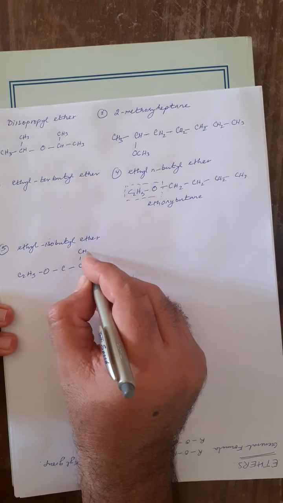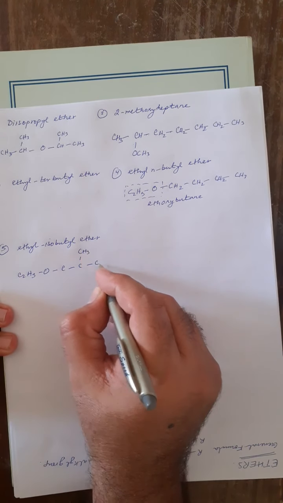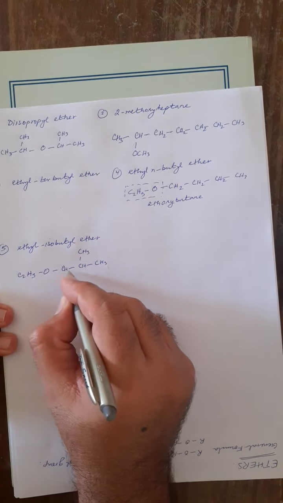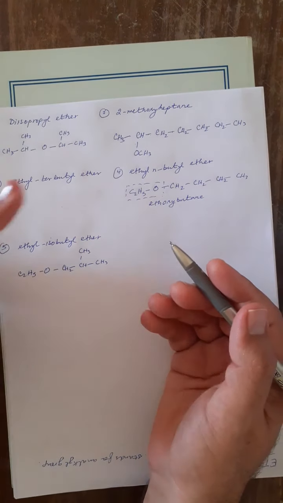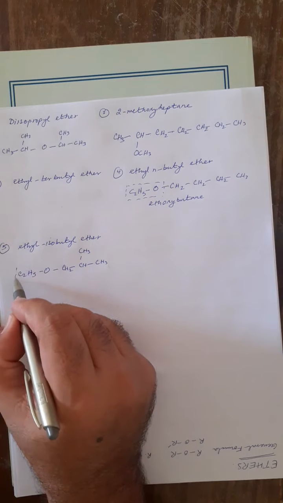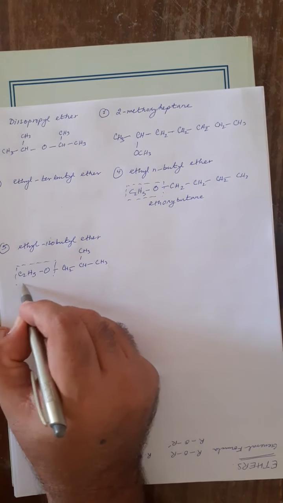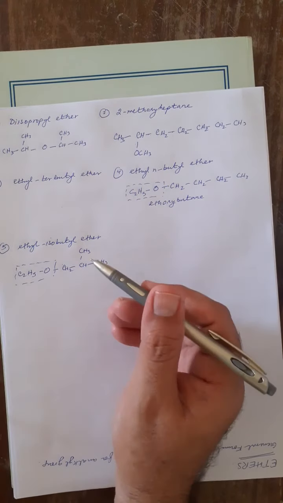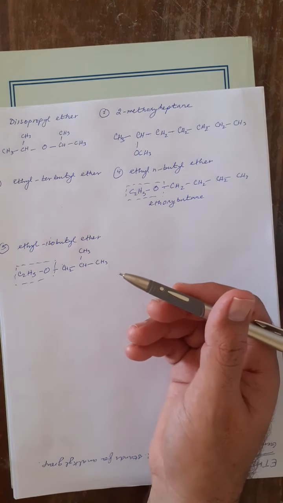So we just fill up the hydrogens and you have this compound, ethyl isobutyl ether. IUPAC, yep, ethoxy, 1, 2, 3, 2-methyl, 1-ethoxybutane. So this is what we have done before.